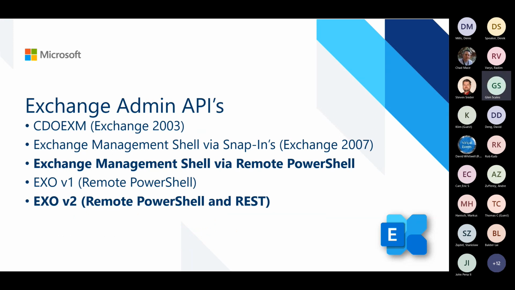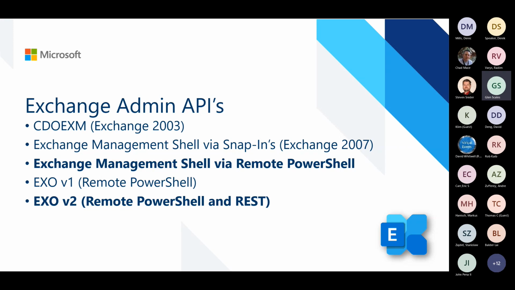So Exchange admin APIs, these are really relevant to ISVs when you want to do things outside of accessing mailbox data. So you're looking at more server management, message tracking, maybe permissions management. The ones that are still relevant today, obviously on-prem, remote PowerShell and the EMS. If you're doing anything online, it's the EXO V2.